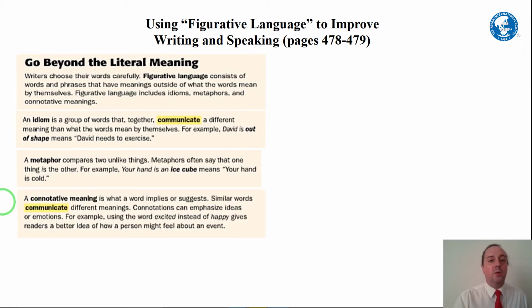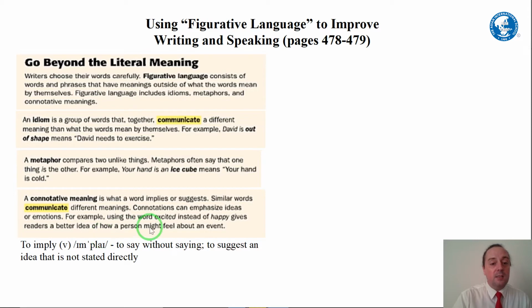And here's one more piece of figurative language. A connotative meaning is what a word implies or suggests. Okay, similar words communicate different meanings. Connotations can emphasize ideas or emotions. For example, using the word excited instead of happy gives a better idea of how a person might feel. Okay? It's more descriptive language. And the more descriptive our language, the better our writing and speaking skills are.